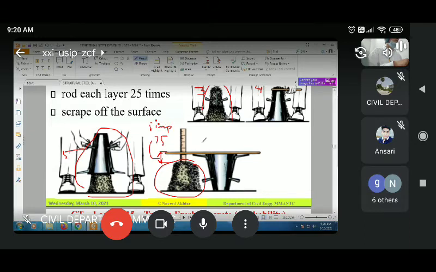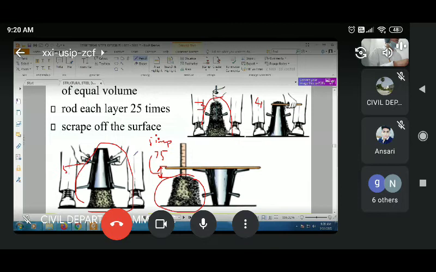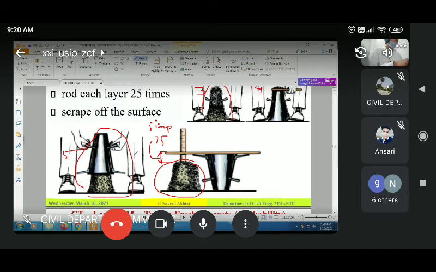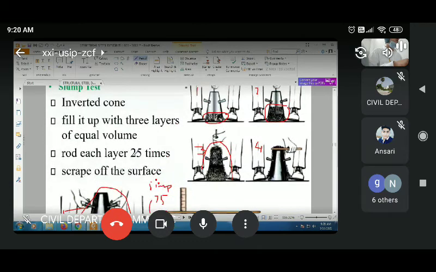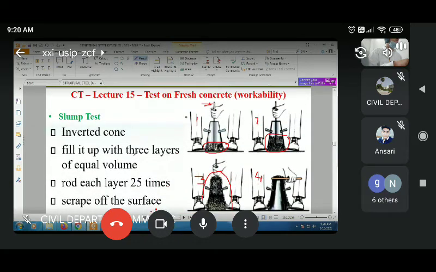So it is very handy equipment. You can use it on site as well as in the laboratory also. It is very handy, but we require a smooth and level surface to perform this test, and the tamping rod, plate and scale. The equipment required is very simple.